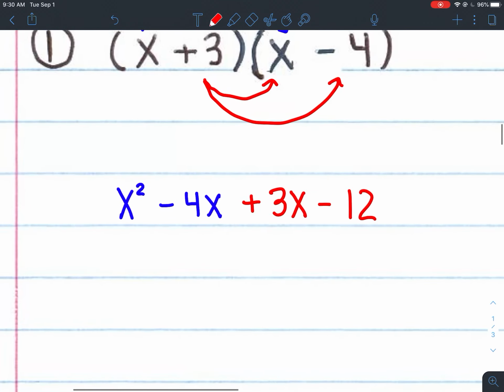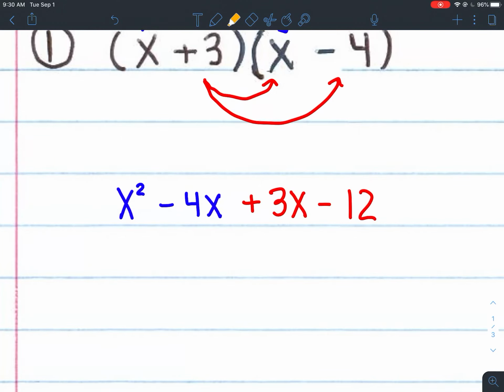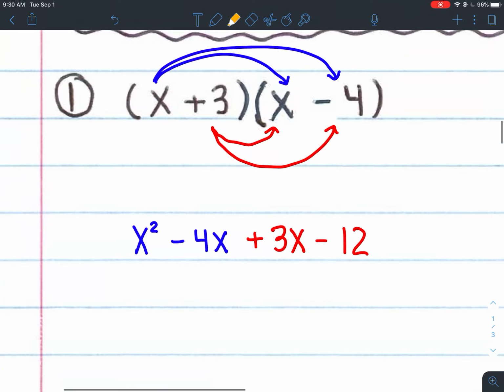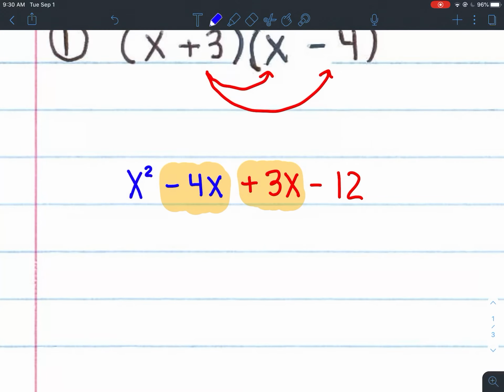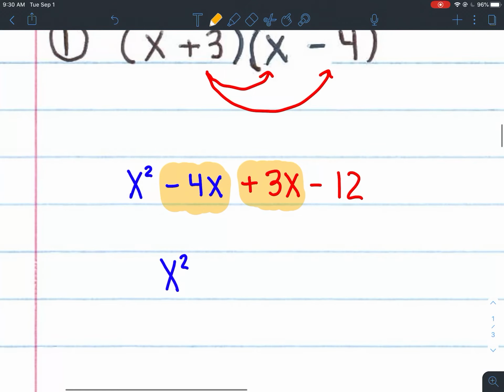Now, we're almost done, but you always want to check for like terms. In this case, I do have like terms. And usually if you do it in this way, they're going to end up either in the middle or they're going to end up on the outside. So we have negative 4x and positive 3x. So those are our like terms. So we would have x squared. And then negative 4x plus 3x is going to give me negative 1x, or just negative x.